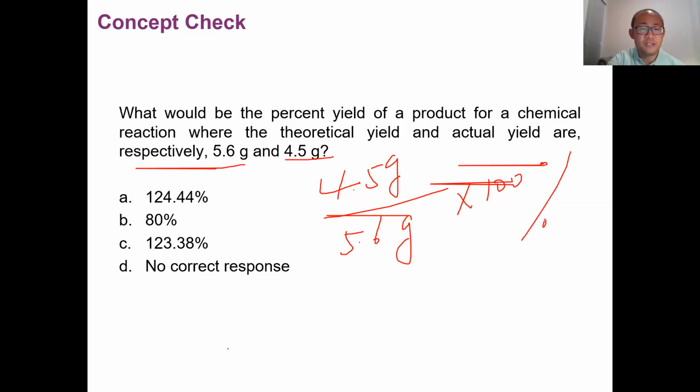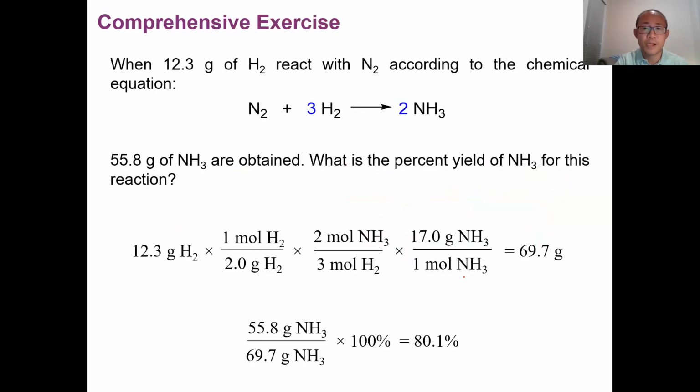Okay, times 100%. I think the answer will be around 80%. So I think it is B. Okay, 80%. The answer is around 80%. It's a very straightforward calculation.